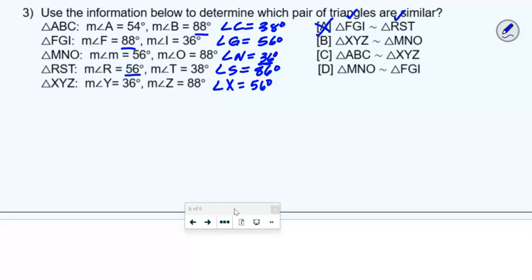Then we've got our X. Let's see if I can get a different color. X is 56 and M is 56. So those check out, X and M. And then we got Y is 36 and N is 36. Y and N. Okay, then we've got Z is 88 and O is 88. So these are our answers right there.